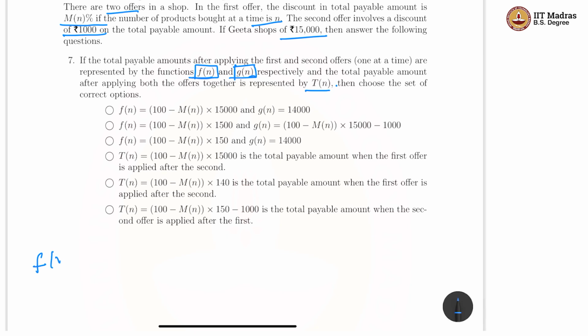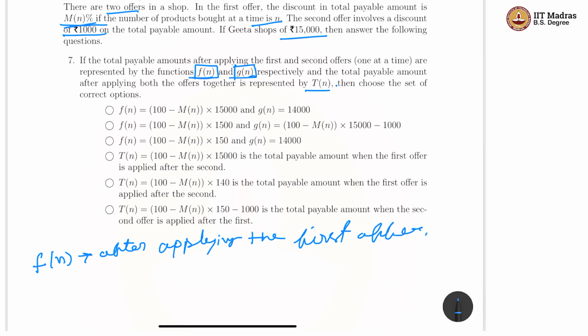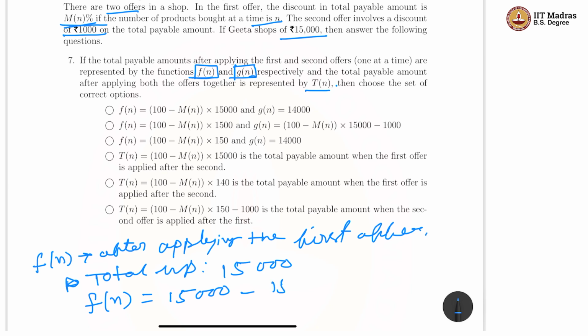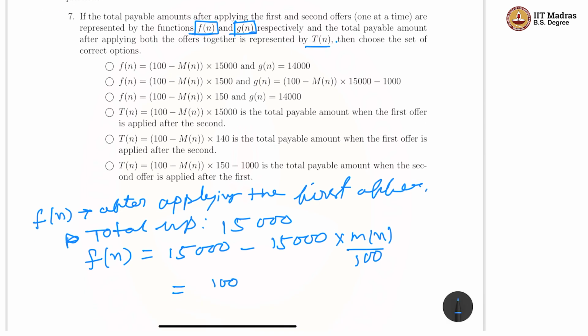FN is the amount after applying the first offer. That means we will get an n% discount. So the total expenses is 1500, right? So what will be FN? FN will be 1500 minus the discount, that is 1500 into n by 100, right? So we can get a simplified version of this. This is nothing but 100 minus n by 100 into 1500, right?